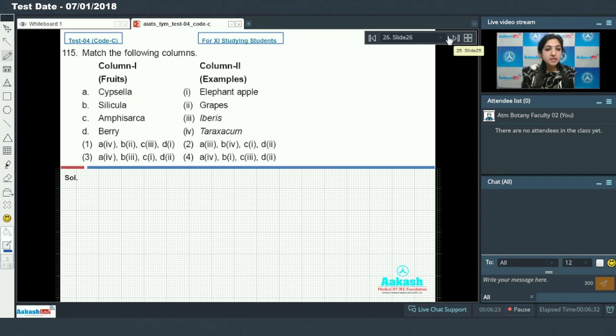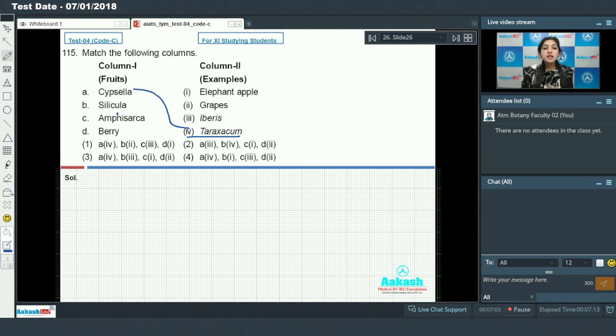Question number 115 says, match the following columns. In this question, on the left hand side you are given with fruits and on the right hand side you are given with certain examples of those respective fruits. Okay, so you have to find out the correct match. Cypsela. What is cypsela? Cypsela develops from bicarpellary unilocular inferior ovary, and this type of fruit is found in Taraxacum. So A matches with 4th.